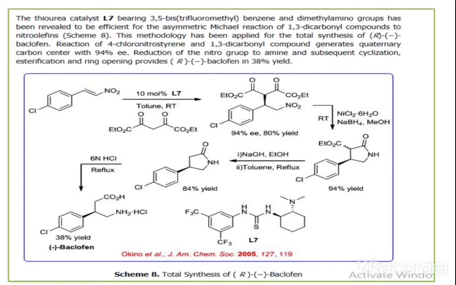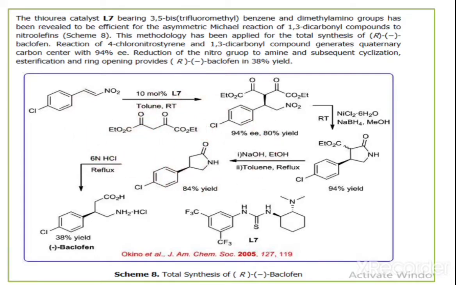Now this thiourea catalyst, that means this L7 catalyst, bearing the 3,5-bis trifluoromethylbenzene and dimethylamino groups, has been reported to be efficient for the asymmetric Michael reaction of 1,3-dicarbonyl compound to nitroolefin. That means we call it scheme number 8.